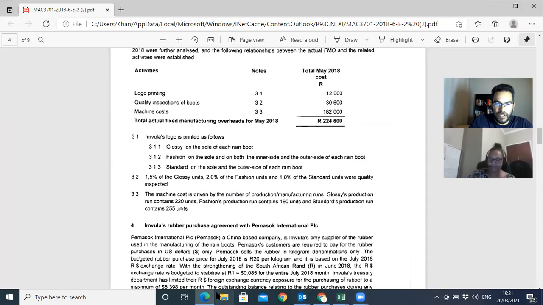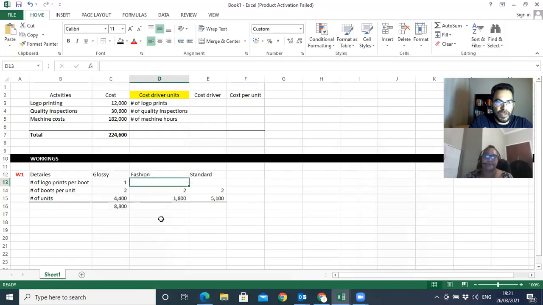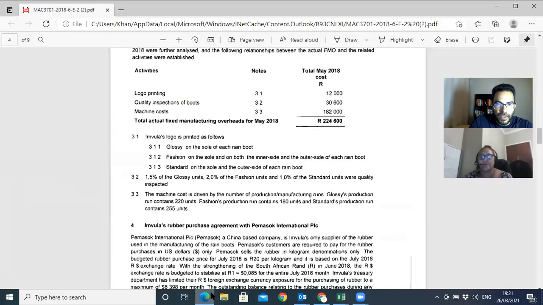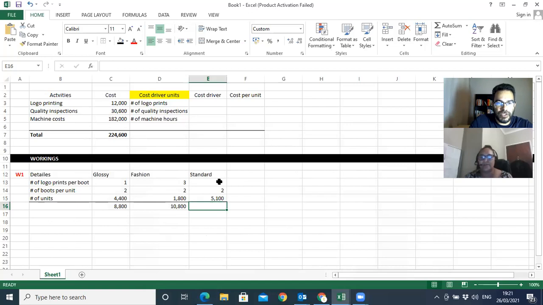Okay, so that is 3. Therefore, it's going to be 3 times 2 times 1,800. And then for this one, I can't remember what it was. Was it only 2? Oh, it's one on the sole and one on the outer side, right? So it's 2 per boot, but there are 2 boots in 1 unit, multiplied by the number of units manufactured. So that gives me 20,400.